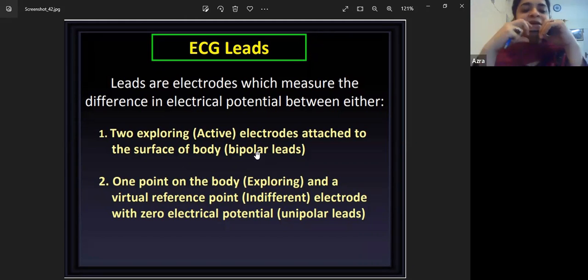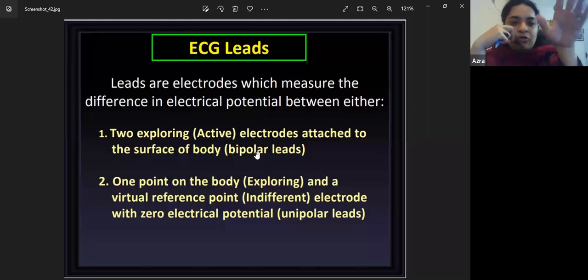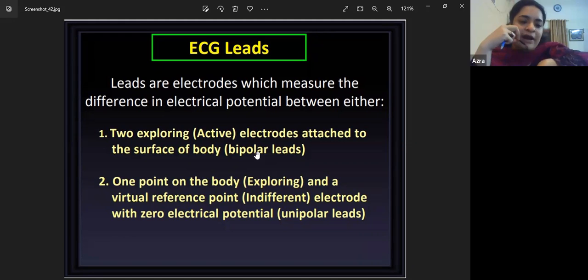And these leads are two. You have seen, right? On the surface of the body, on the right side and left side, on both sides, leads are just attached to the body. One point of the body is called exploring. And a virtual reference point, indifferent electrode with zero electrical potential, is like unipolar leads.